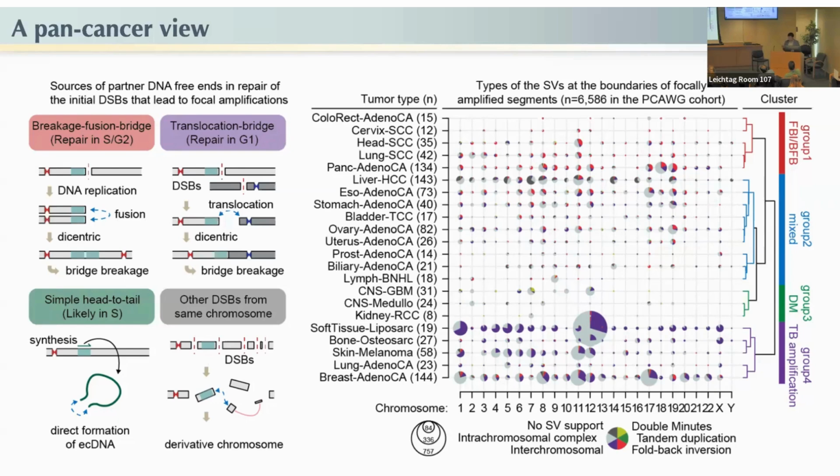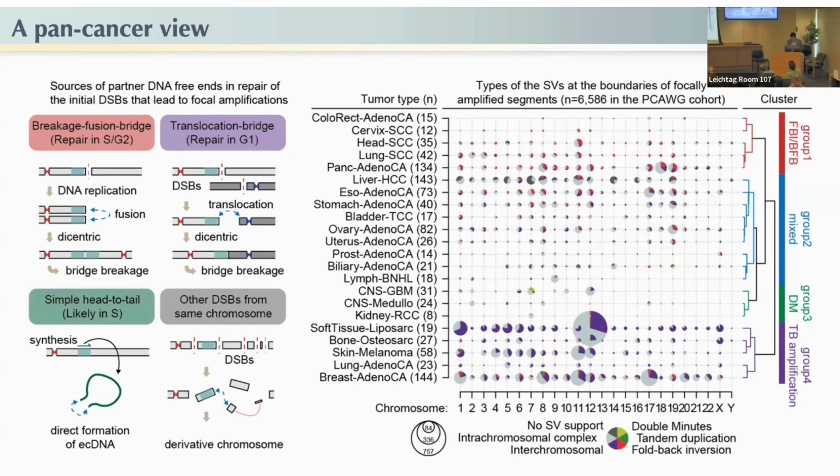Again, why is that? What's so different about those tumor types? On the left, we classify them into the BFB cases, where the repair happens in S/G2. In the translocation bridge amplification cases, the repair happens in G1. And somehow these tissues have different timing of the repair.